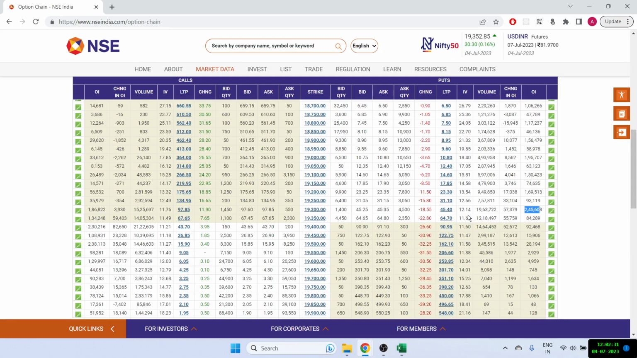So I have basically 3 exits. The first exit is the stop loss, the second exit is the target, and the third exit is the time exit of 30 minutes. So that's the entire strategy using the option chain.